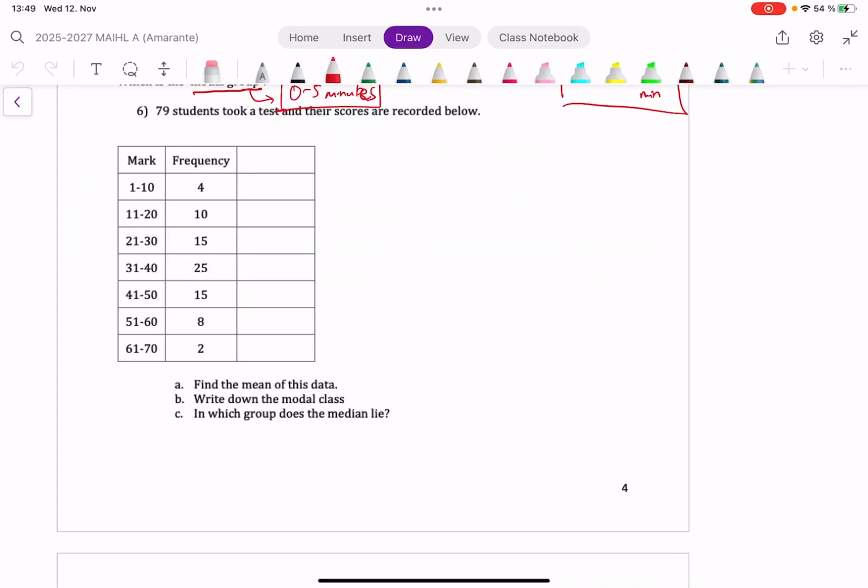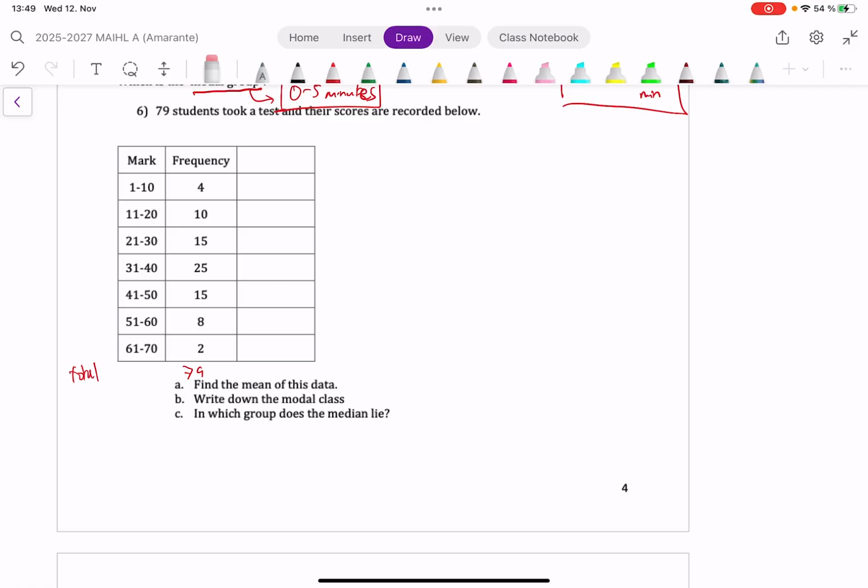All right, in this example here, it says 79 students took a test and their scores were recorded below. So we know the total frequency is 79, they tell us that, right? The frequencies should add up to 79. And they're put into these different categories, right? So 15 students scored between a 21 and a 30, right? That's what that means. And so it tells us to do a couple things. It says find the mean of the data.